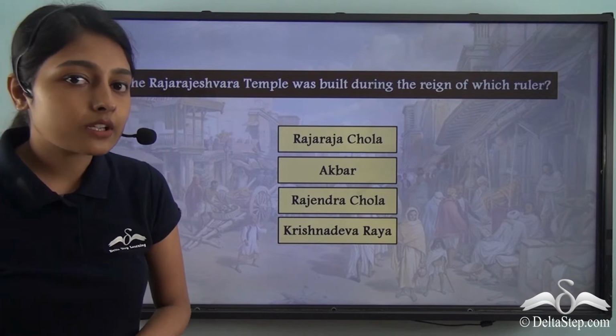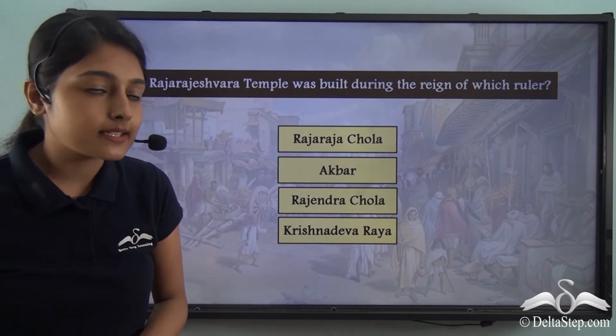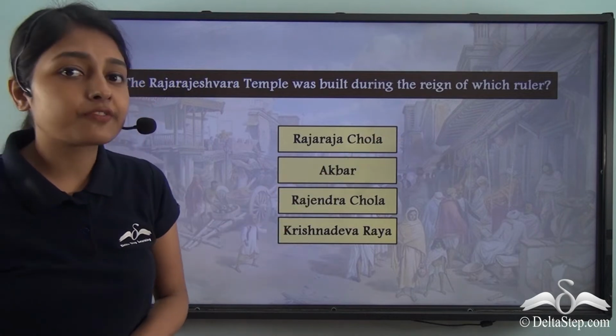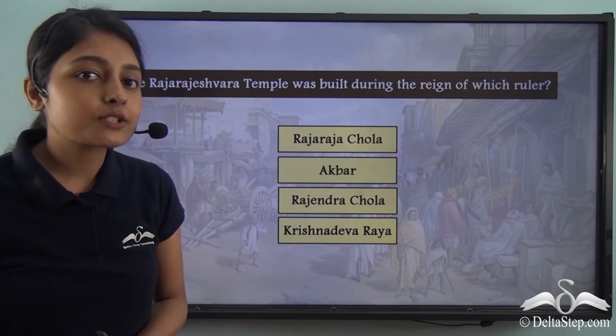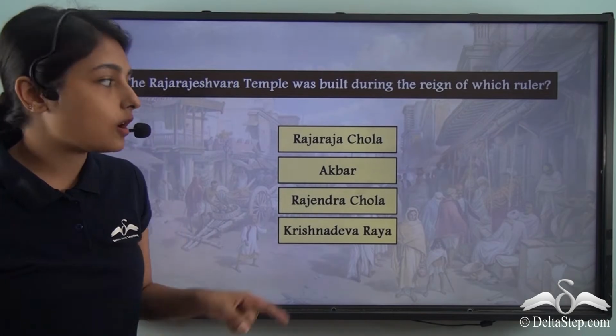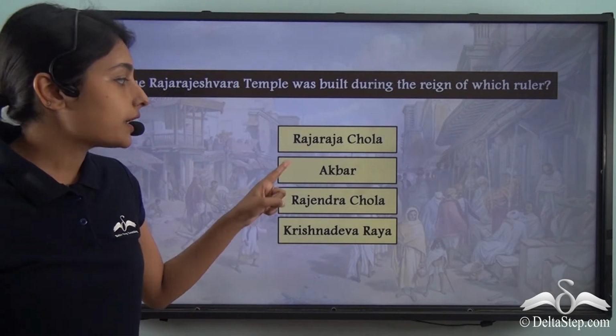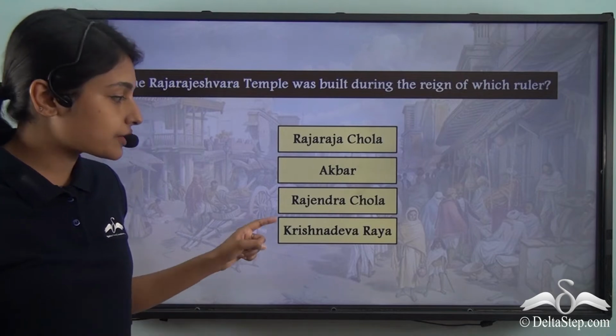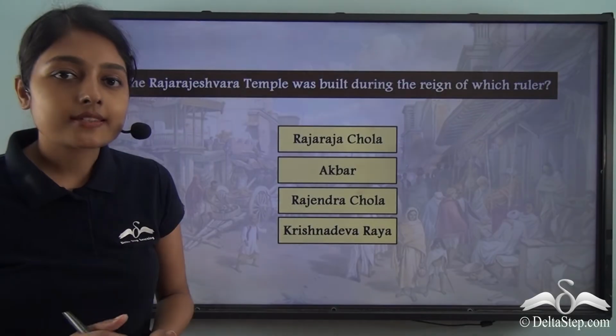Now let me ask you a question before proceeding with this lesson. The Raja Rajeshwara temple was built during the reign of which ruler? Will you be able to help me with an answer to this question? Was it built during the rule of King Raja Chola, or Emperor Akbar, or King Rajendra Chola, or King Krishnadeva Raya? Yes, you are right.